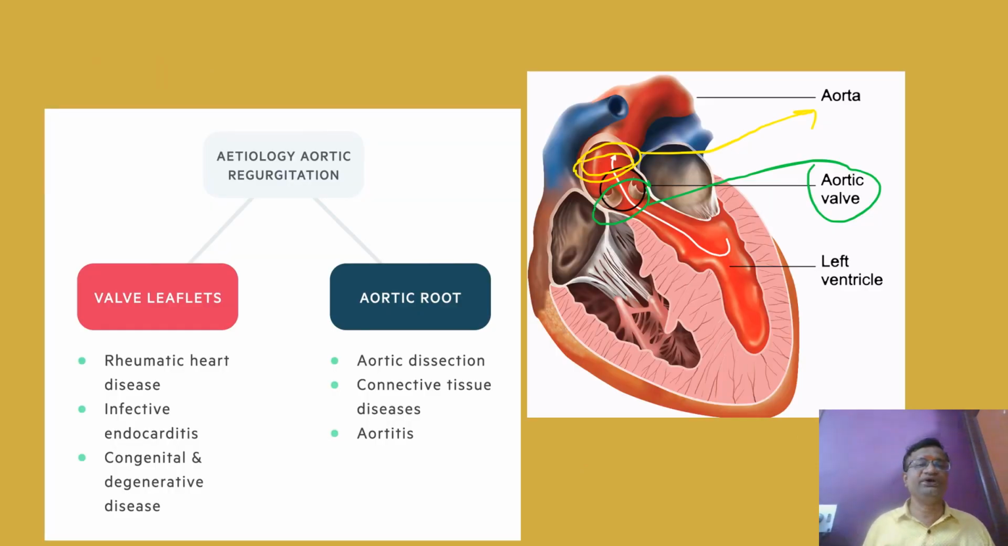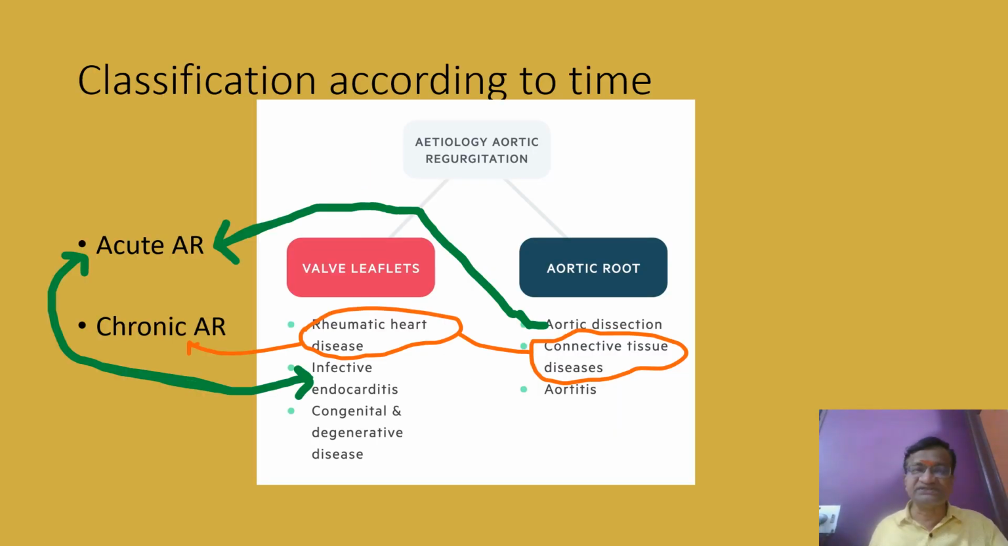Now I am again going. This is the LV. There may be an aortic valve problem, or there may be a dilatation of the aortic root. If this dilates, this also dilates, so regurgitation happens. Now this is what is valve diseases and aortic root diseases. This is one type of classification. We will go on to the next type.